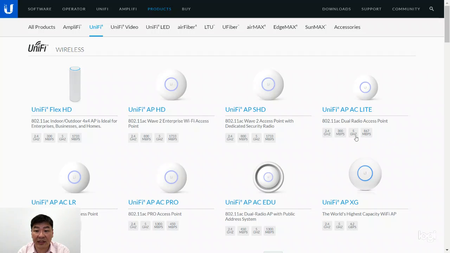Followed by 5 gigahertz. Okay, so 5 gigahertz basically gives you 867. So if you add 300 and 867, basically you will get 1187. So you round it up and you will get 1200. So this is how they derive 11AC 1200.